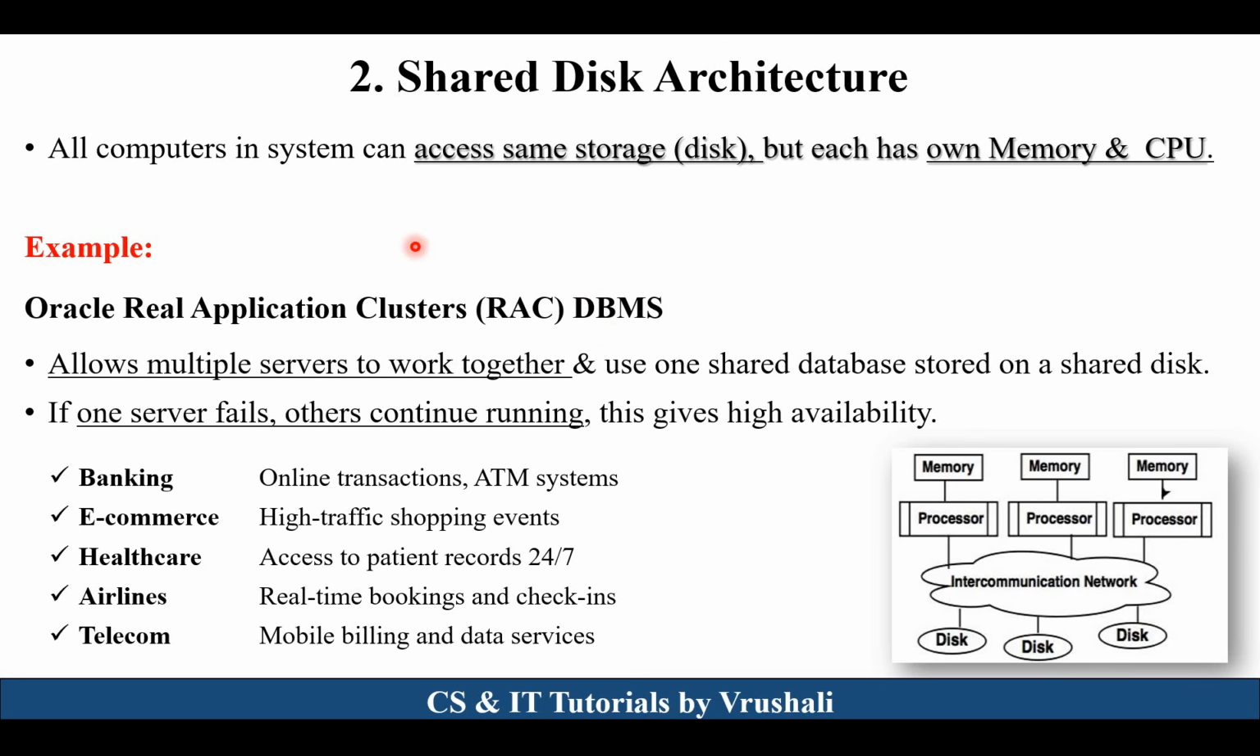Let's take an example. The best example is Oracle Real Application Clusters, also called RAC in DBMS. In this RAC, multiple servers work together and share the same disk or storage. If one processor fails, the others continue running because they have their own memory for operations, right?